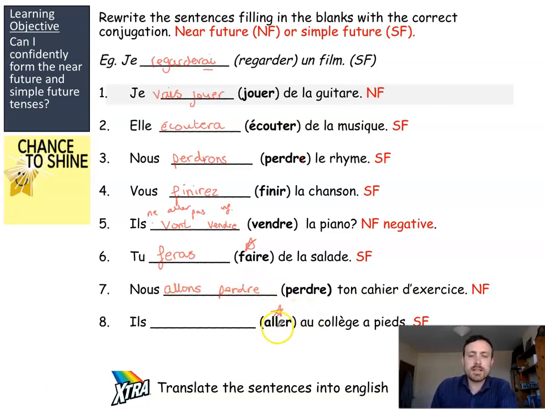And the last one is aller, which is also an irregular one, and we want it in the simple future here. So simple future is going to be just one word, and we know from earlier that our irregular stem is ir, but we're still missing our ending. It's ils, they, so our ending is ont: iront. So ils iront au collège à pied, which means they, a group of boys, will go to school by foot, or they will walk to school.